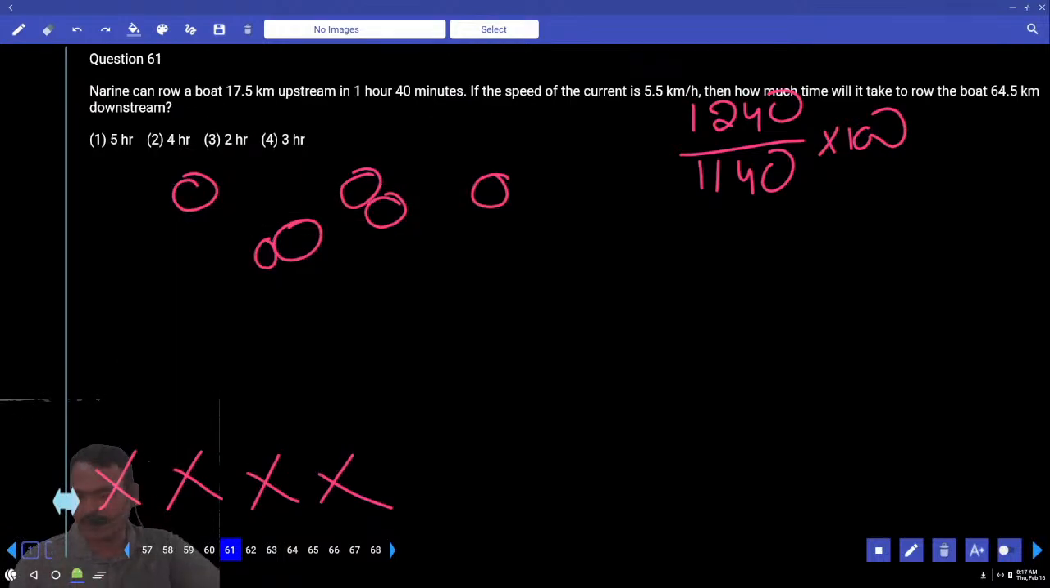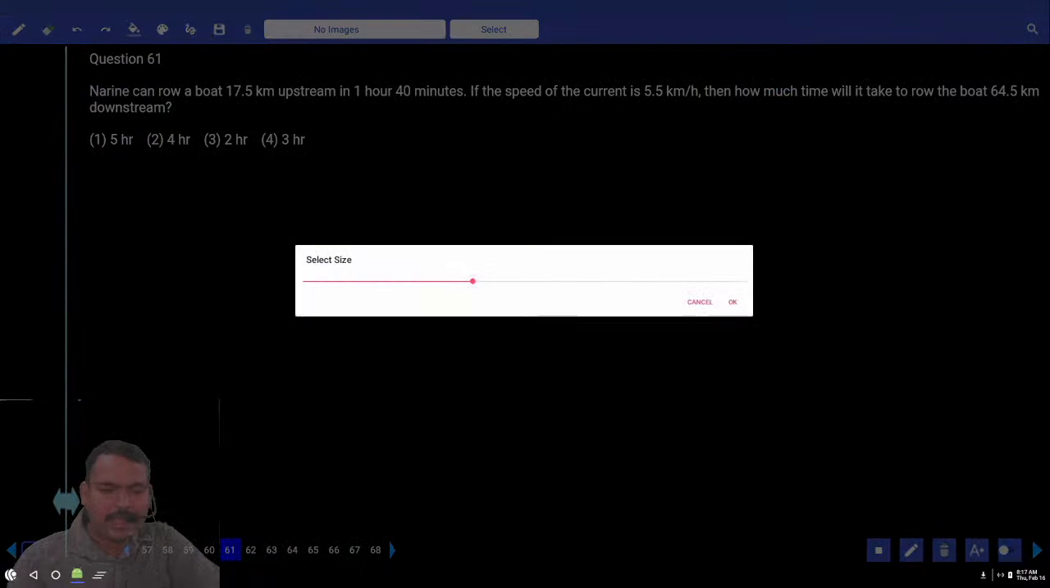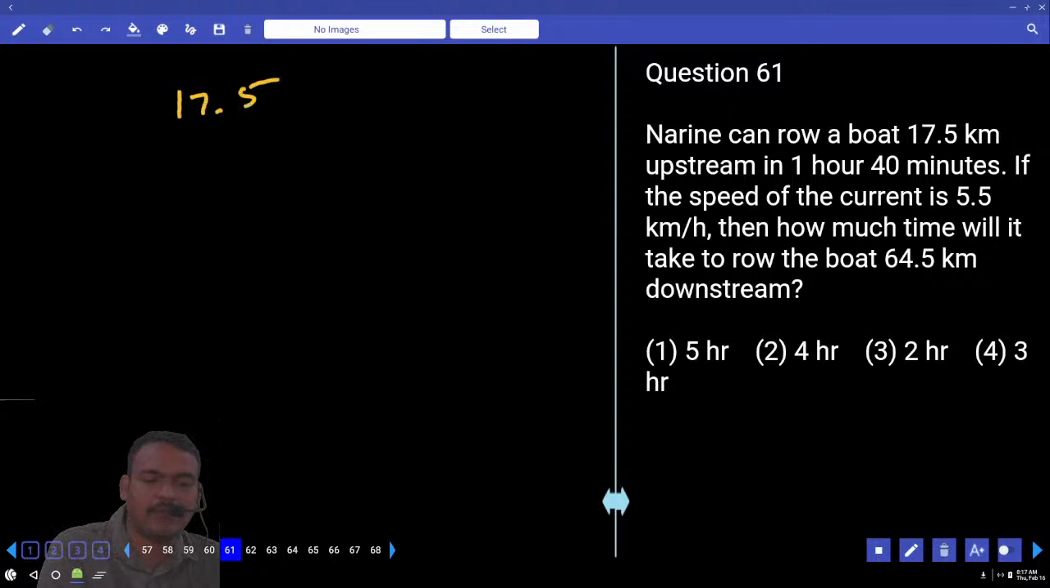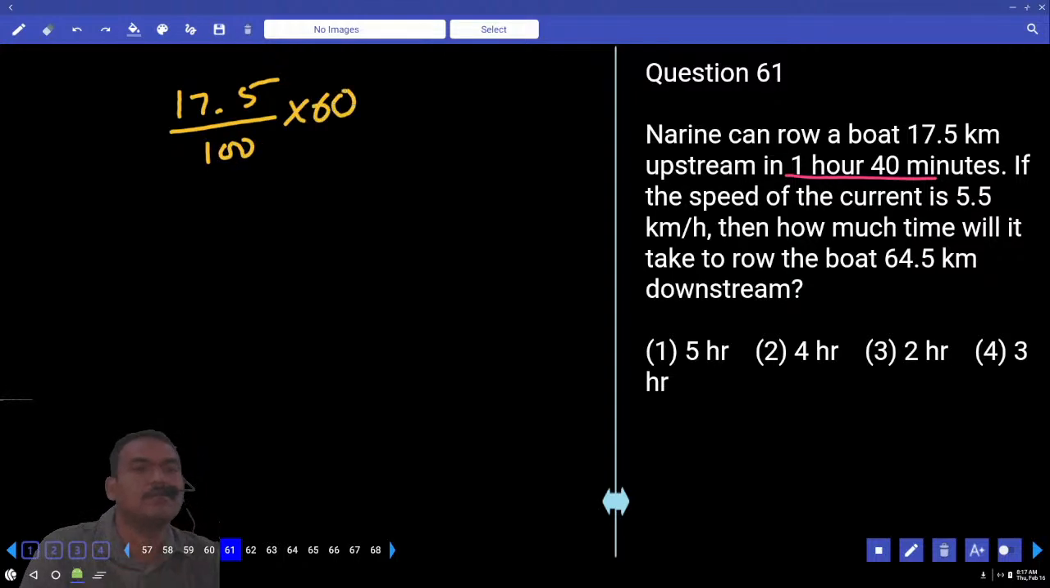Next question number 61. Narayan can row a boat 17.5 kilometers upstream in 1 hour 40 minutes. What is the distance upstream? 17.5. What is the time upstream? 1 hour 40 minutes, which means 100 minutes. Converting 100 minutes to hours, we write 100 by 60. Upstream speed is m minus s or m plus s? m minus s. The zeros cancel.